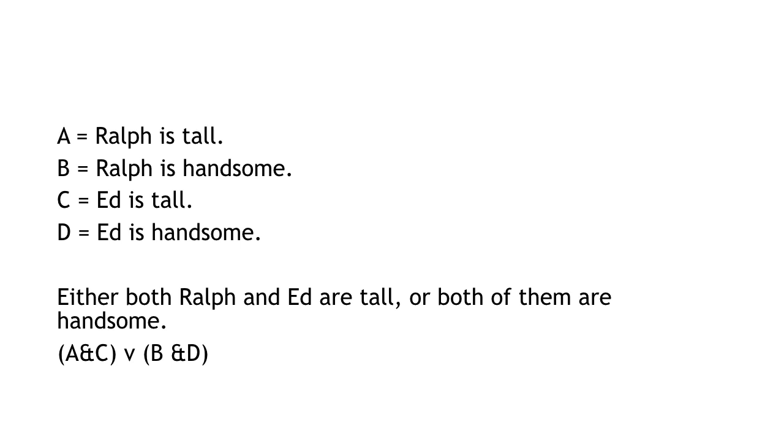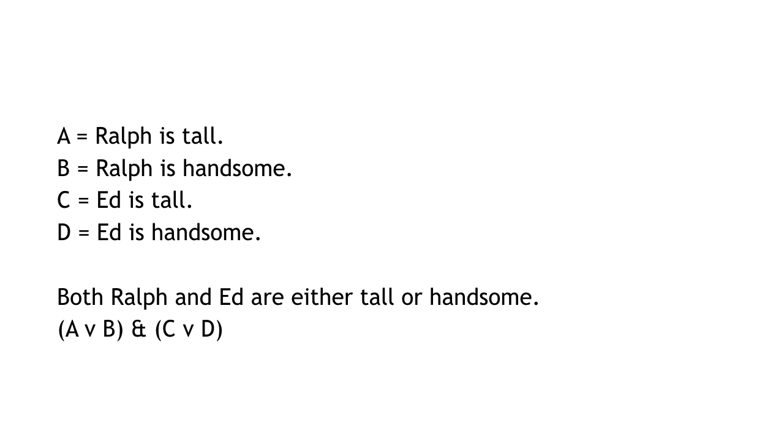Our first statement, either both Ralph and Ed are tall or both of them are handsome. Pretty simple statement, right? Pretty easy to translate. A and C, Ralph is tall, Ed is tall, in the parentheses, or B and D, Ralph is handsome, Ed is handsome, right? Really simple. I don't think anybody got this one wrong. Not too tricky.